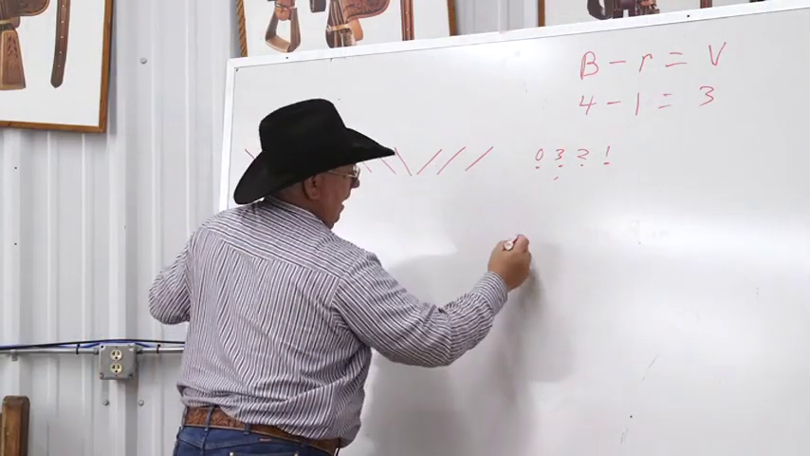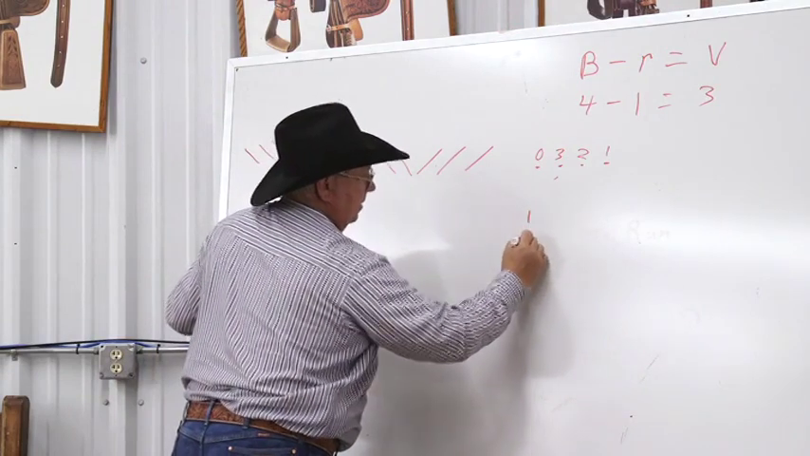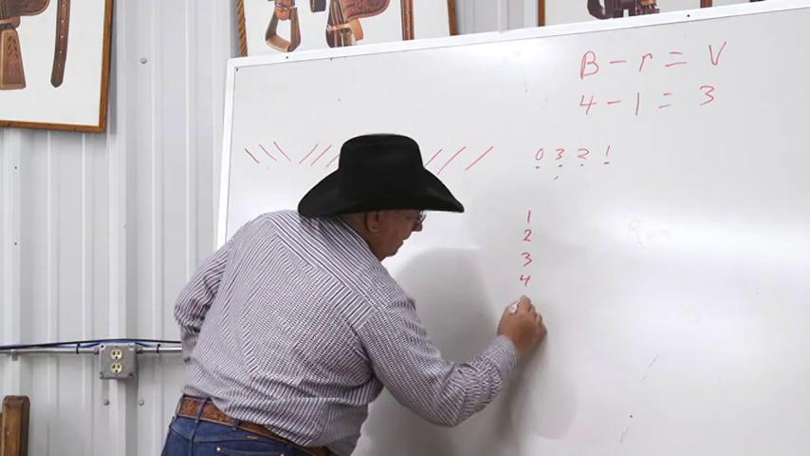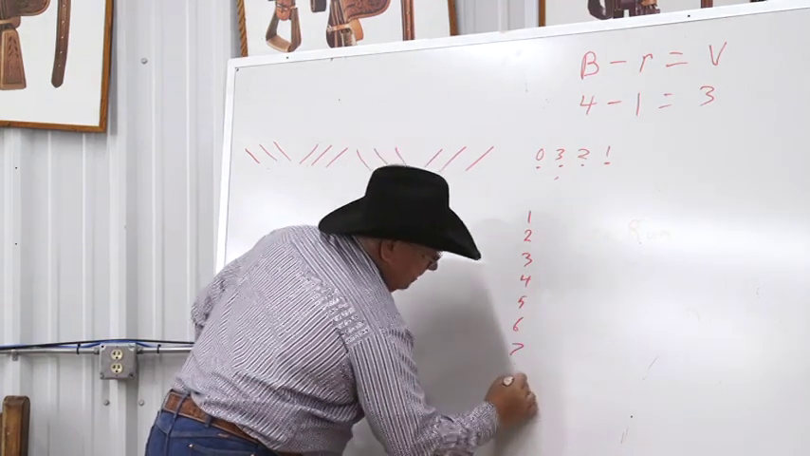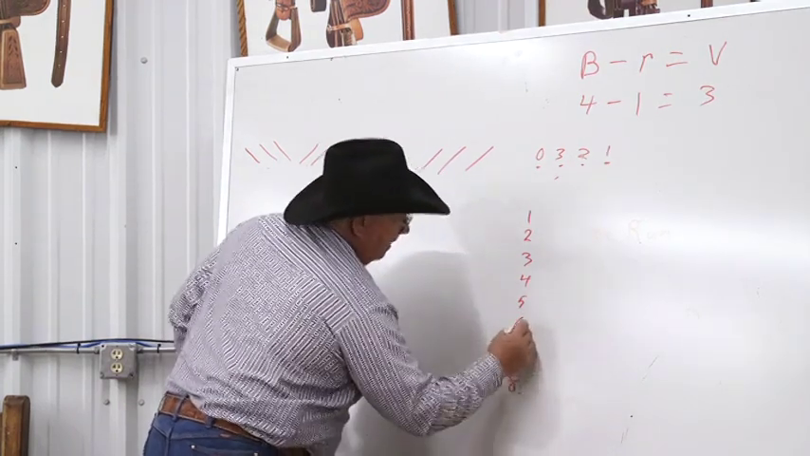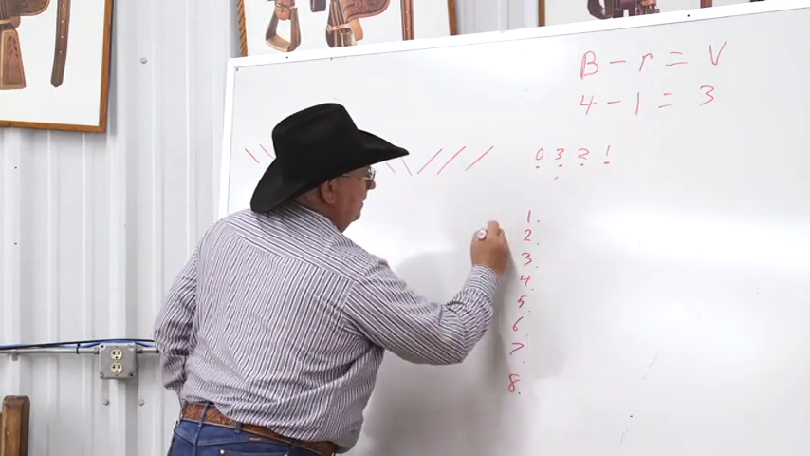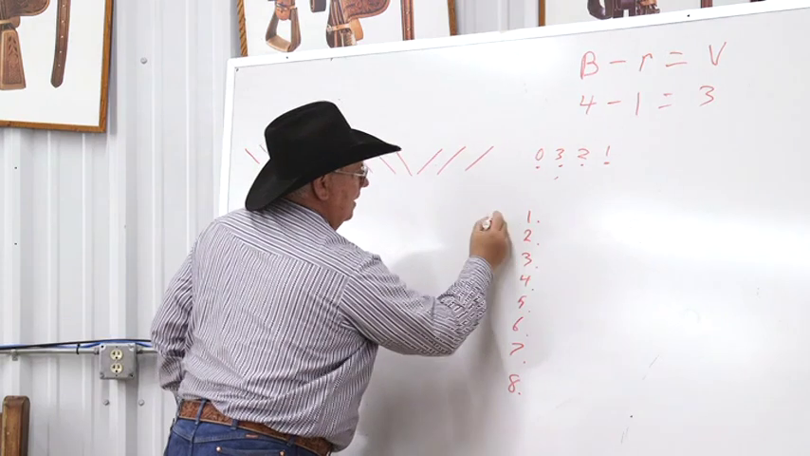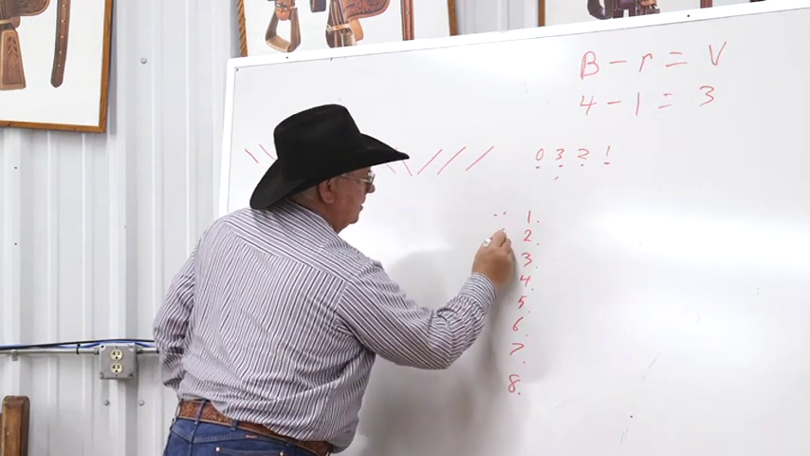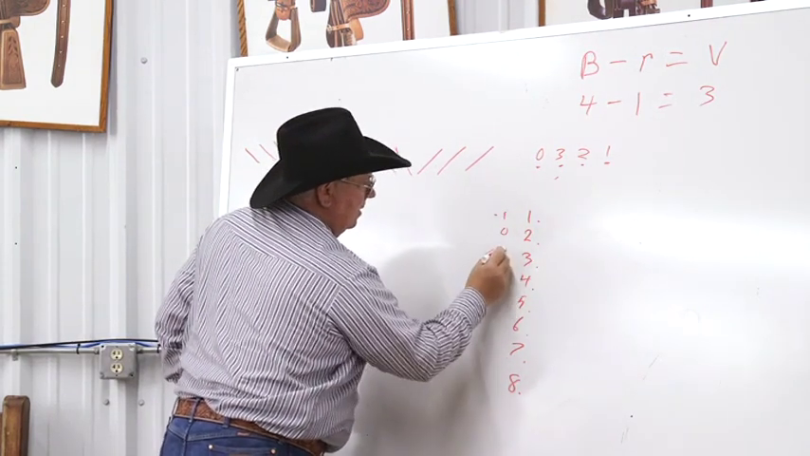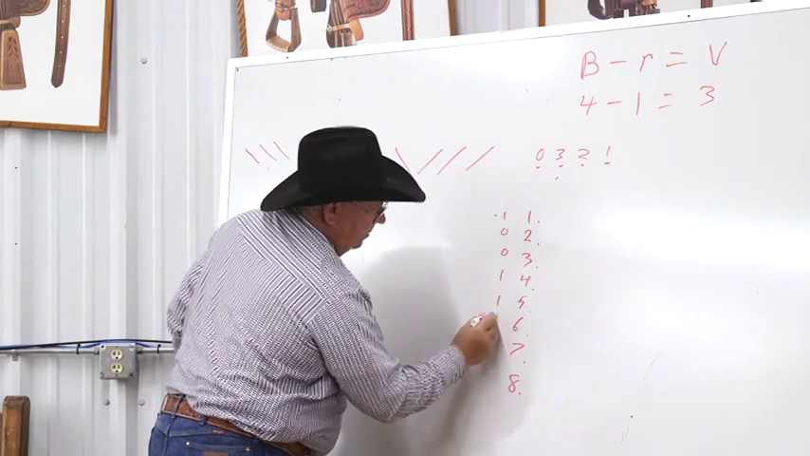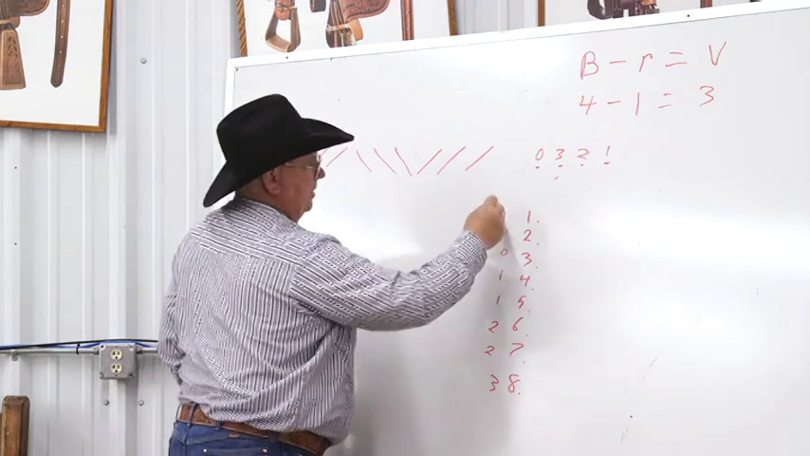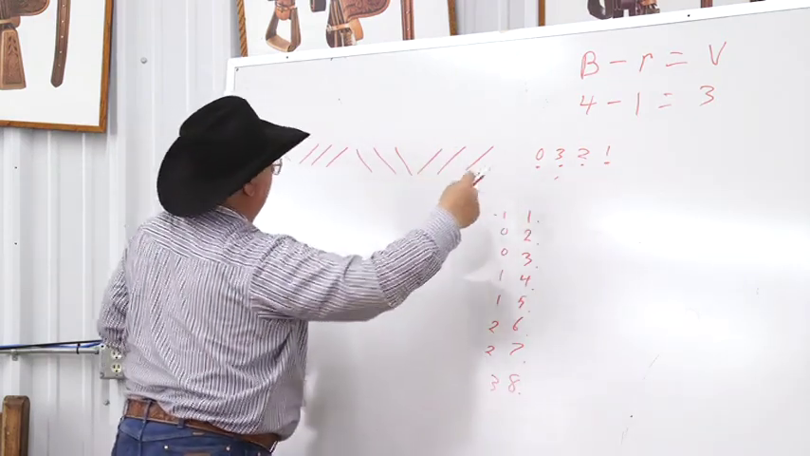It's still a 4 bite, so it's still 8. 1, 2, 3, 4, 5, 6, 7, 8. And we are still looking for our negative 1, 0, 0, 1, 1, 2, 2, 3. These are our cycle numbers.